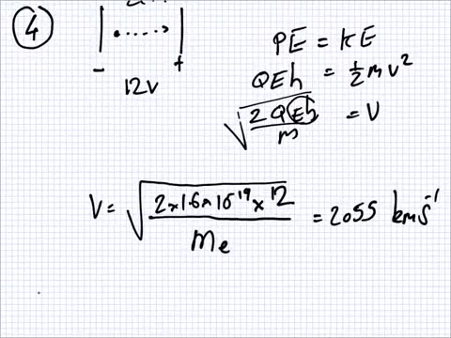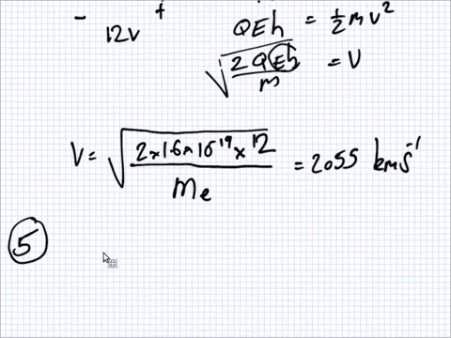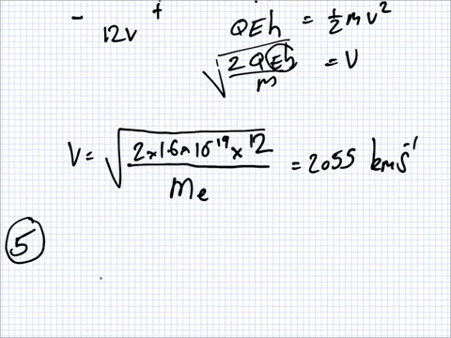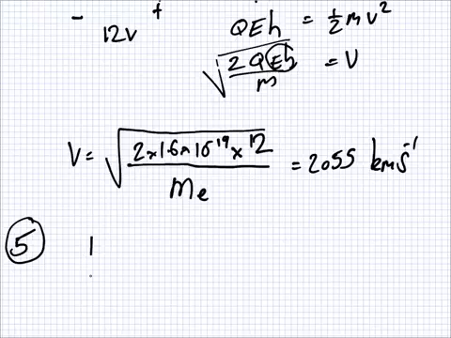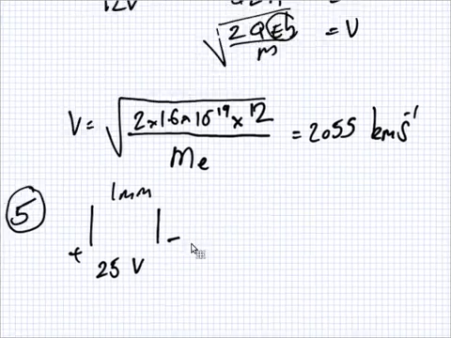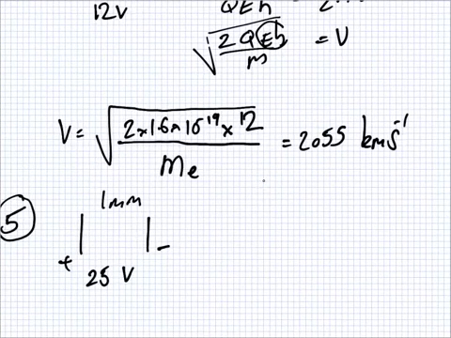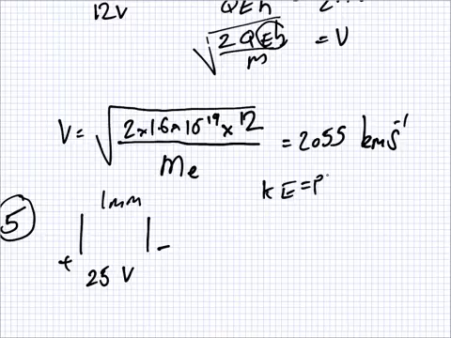Okay, what's next? How long will it take for a proton to travel from a positive plate to a negative plate if the distance between the plates was 1 millimeter and the voltage of the cell connected to the plate was 25 volts? How long? Okay, so I'll do it the same way again. Kinetic energy equals potential energy. A half mv squared equals QEd.